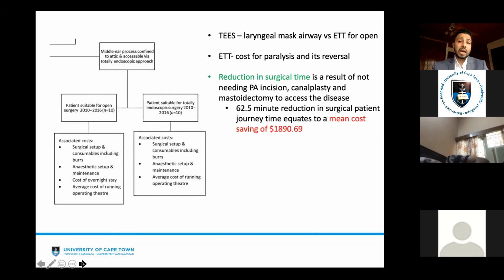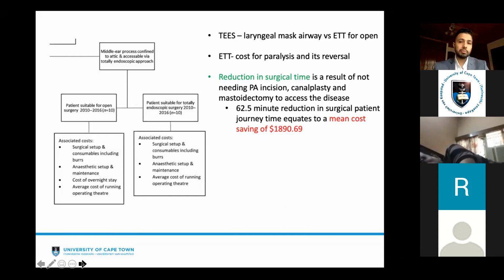There's a total reduction in surgical time as a result of not needing a post-auricular incision or having to perform, in certain cases, a canalplasty or a mastoidectomy to access the disease. And on average, there's about an hour reduction in operating time. That equates to a mean cost of almost 2,000 Australian dollars.